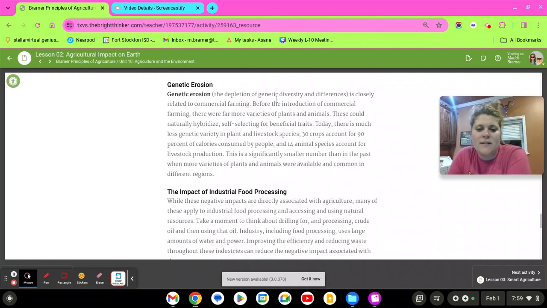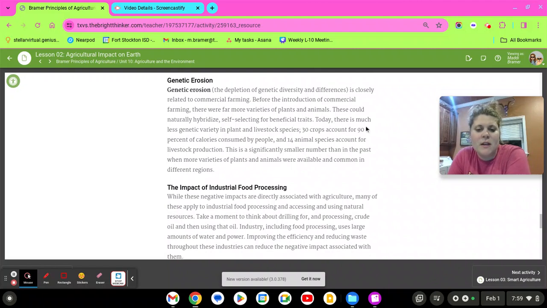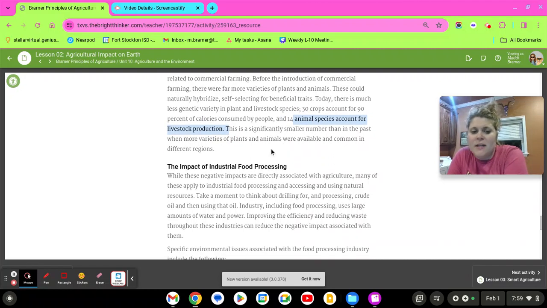Genetic erosion, that's a depletion of genetic diversity. Today, there's much less genetic variety in plant and livestock species. 30 crops account for 90% of calories consumed by people, and 14 animal species account for livestock production. Significantly smaller than in the past.